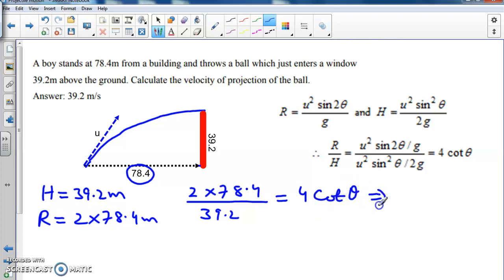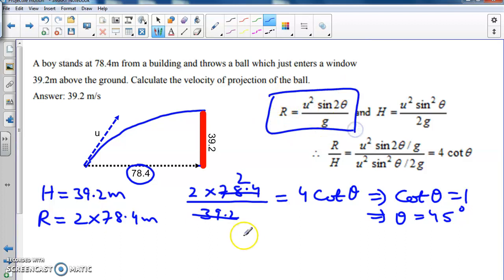This implies, on cancelling, we get cot theta is equal to 4 upon 4, which is 1. So this means theta is 45 degrees. Cot 45 degrees is 1. Now put the value of theta in the formula of r. We have r is 2 into 78.4 equals to u square sin 2 theta upon g, where sin 2 theta is 1 because sin 90 degrees is 1, and g is 9.8.